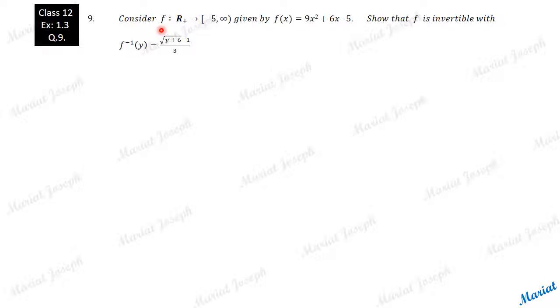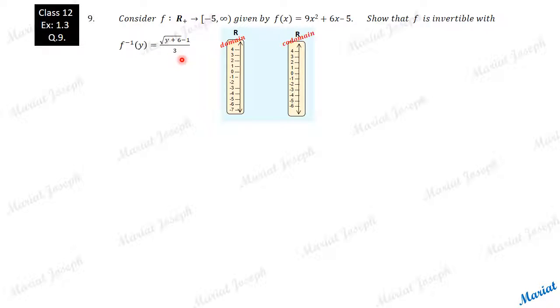Consider a function f from R plus to the closed-open interval minus 5 to infinity given by f of x is equal to 9x square plus 6x minus 5. Show that f is invertible with this function f inverse y, which is equal to root of y plus 6 minus 1 upon 3. This time, the domain and codomain are not complete real numbers.